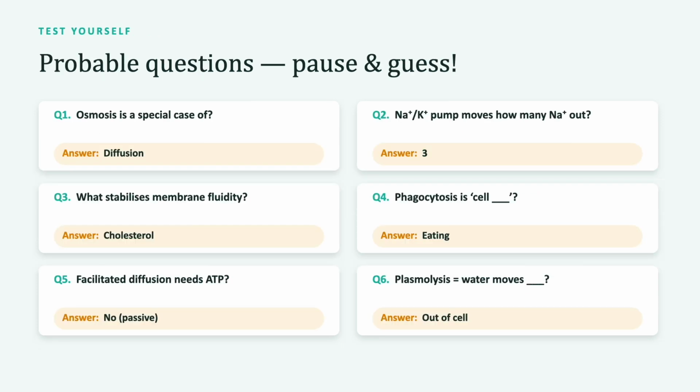Rapid fire round. Pause the video, answer in your head, then play again to check. If you got 4 or more right, you are exam ready for this chapter. If not, rewatch the osmosis and transport animation once more, and you will own it.